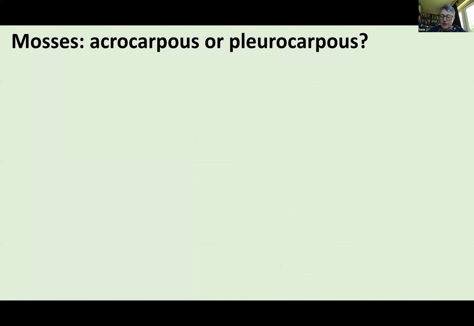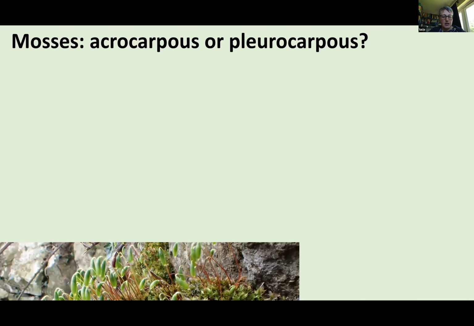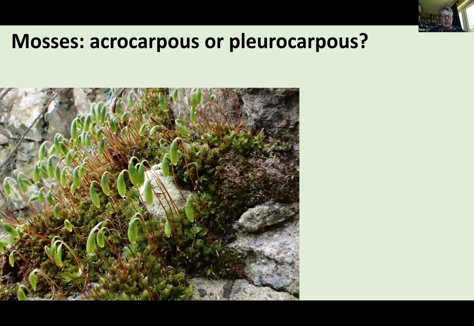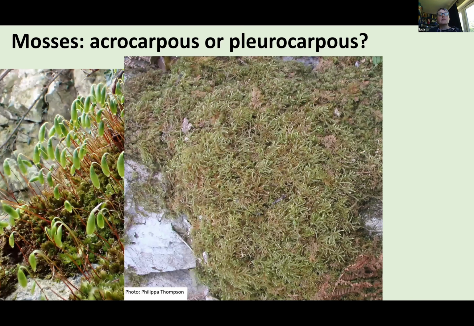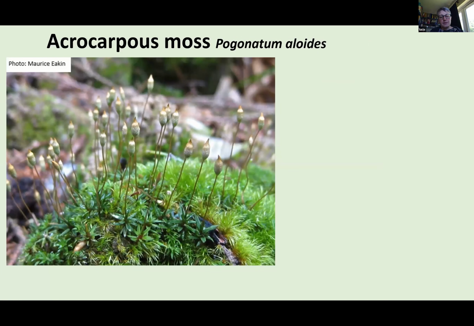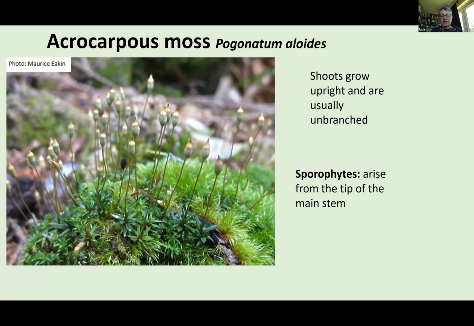So you think you found a moss. Is it a pleurocarpous moss or an acrocarpous moss? And we've got two pictures of the two. I'm going to start with the acrocarpous mosses. What makes an acrocarpous moss is the way it grows. So it grows with one main shoot that grows upright and has a seta or a sporophyte that arises from the tip of the main stem.